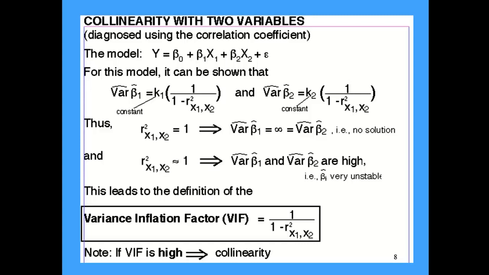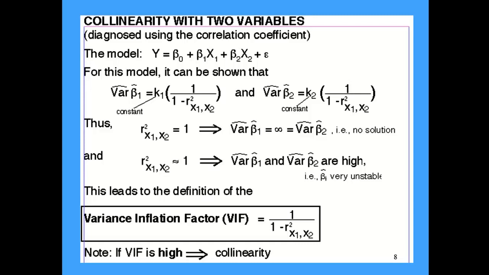Now, how high is a problem? We need to talk about that. But it's called the variance inflation factor. That's one way people consider measuring collinearity. The higher this number is, the more likely you have a collinearity problem. Now this relates to just a linear regression, not a logistic regression, and this linear regression only involves two variables.